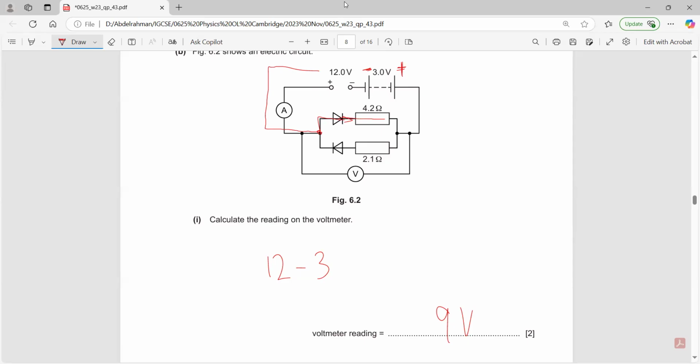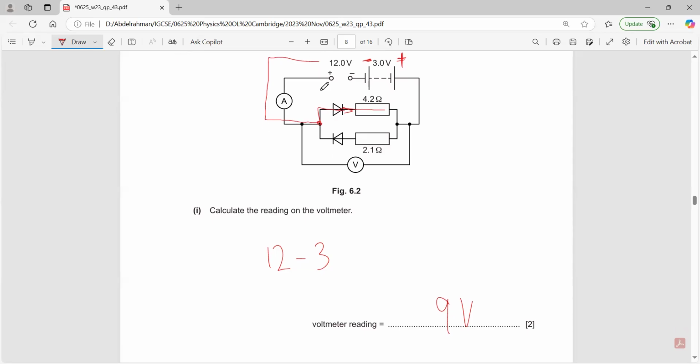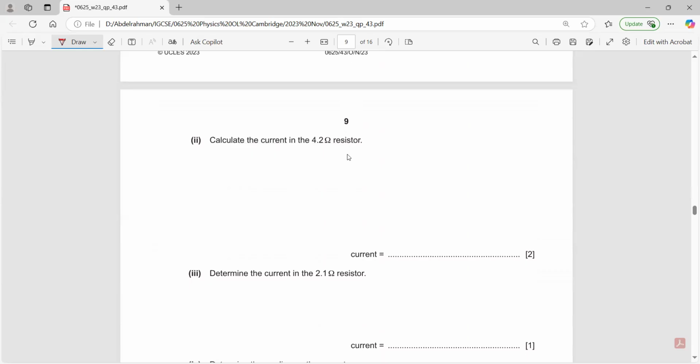Can I find the current? Yes, I equals V over R. So basically 9 over 4.2, which is 2.1 amperes. Okay, that's easy.